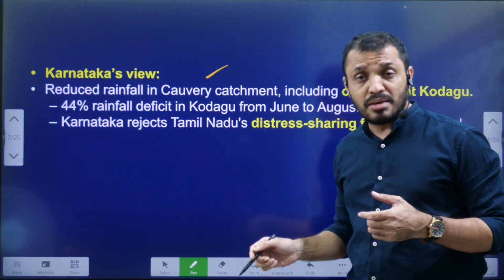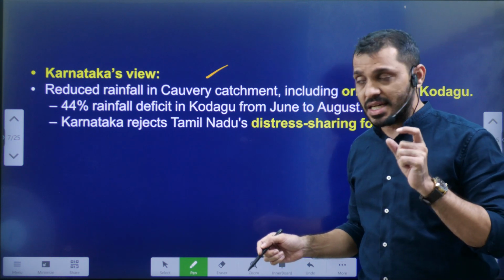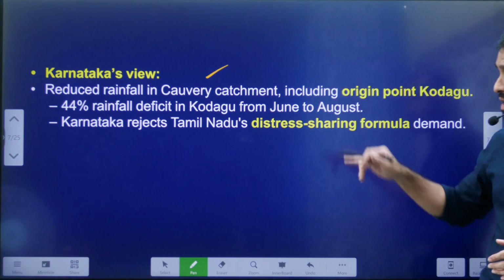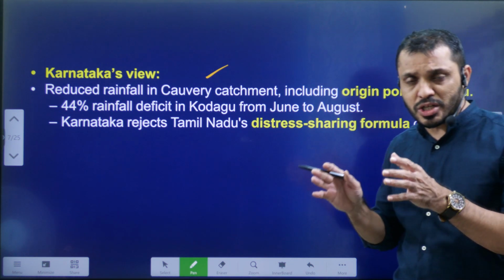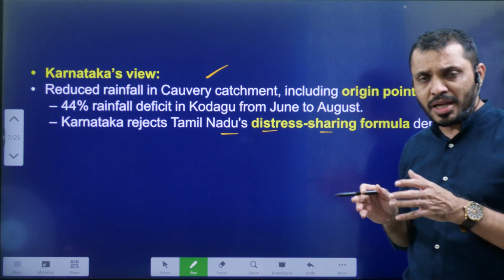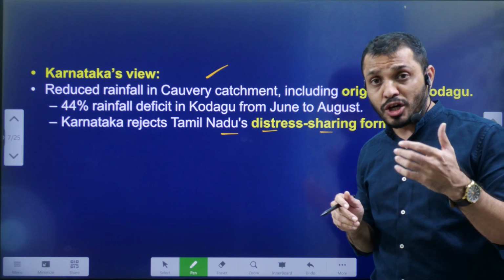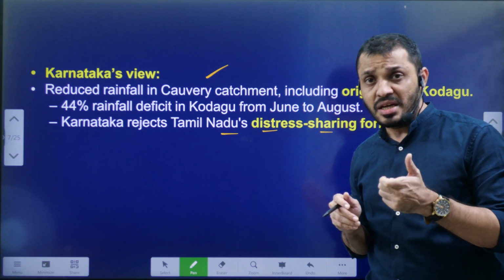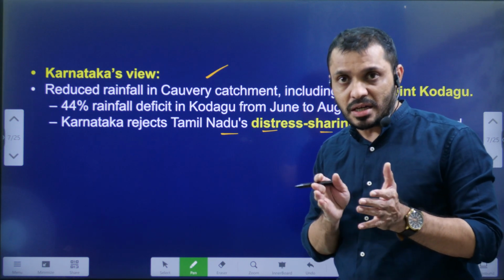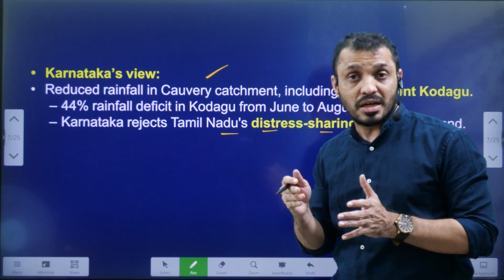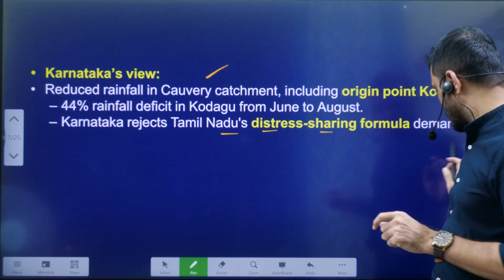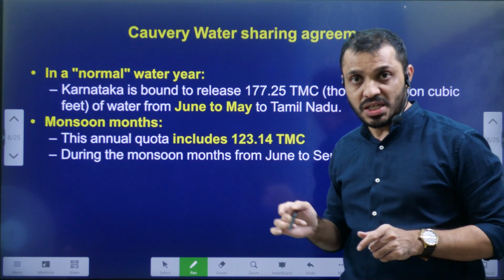Karnataka is saying that they received almost 44% less than the average rainfall in the months of June to August, especially in the Kodagu region, where the Cauvery river originates. So it is rejecting the Tamil Nadu argument regarding river water sharing during distress. Distress means when there is less rainfall, there must be an agreement. According to that agreement, this water has to be shared, and Karnataka is not agreeing to water sharing during the distress time. So now Tamil Nadu is seeking the intervention of the Supreme Court.